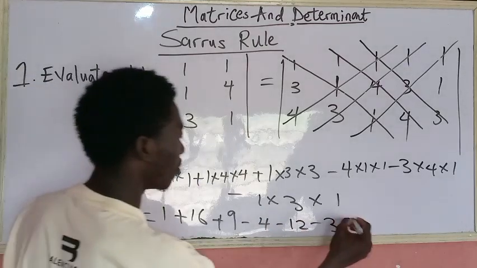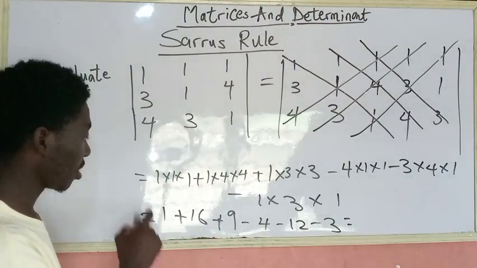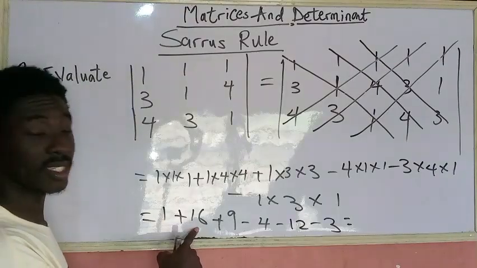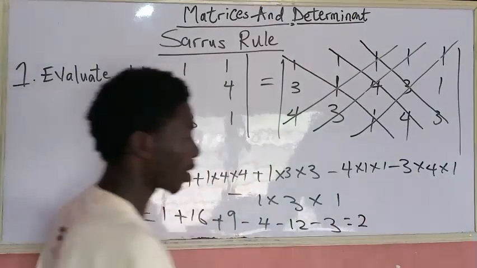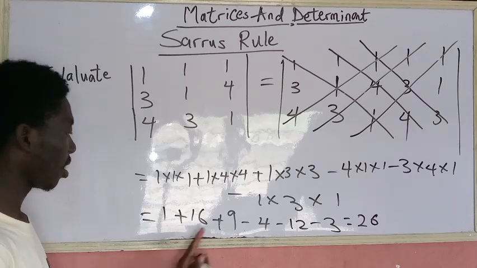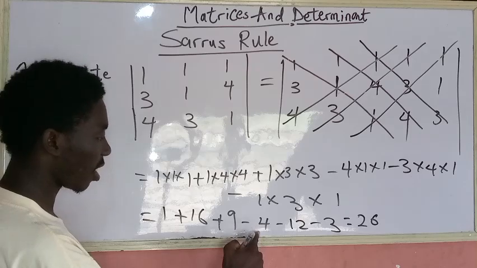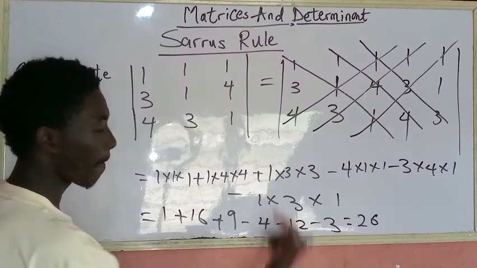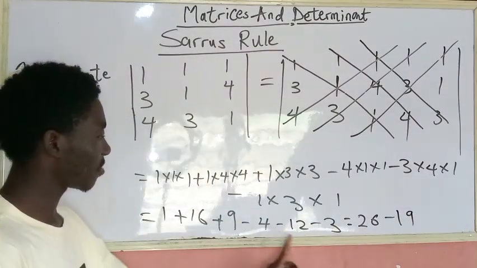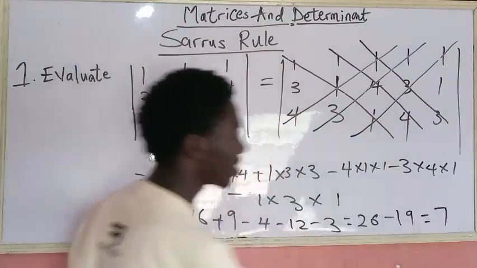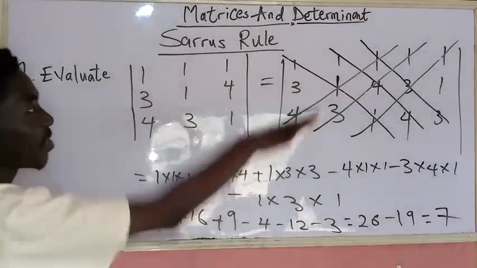From there, can I find your answer? So that will be equal to 1 plus 16, which is 17. 17 plus 9 is 26. And you have minus 4 minus 12 minus 3, and that will give me minus 19. So 26 minus 19 will give us 7. So your final answer is 7 by using the Sarrus rule.